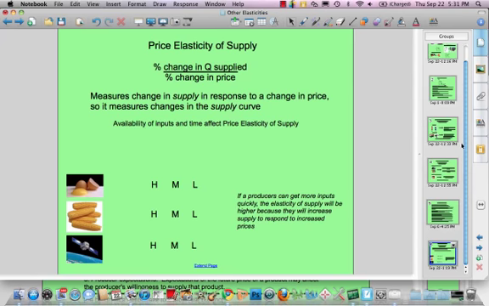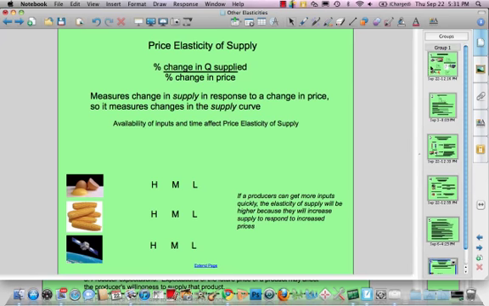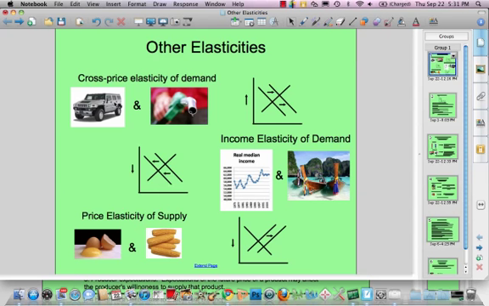Okay, that's really it. Those are the key things for the three items that we needed to discuss tonight: cross price elasticity of demand, income elasticity of demand, and price elasticity of supply.